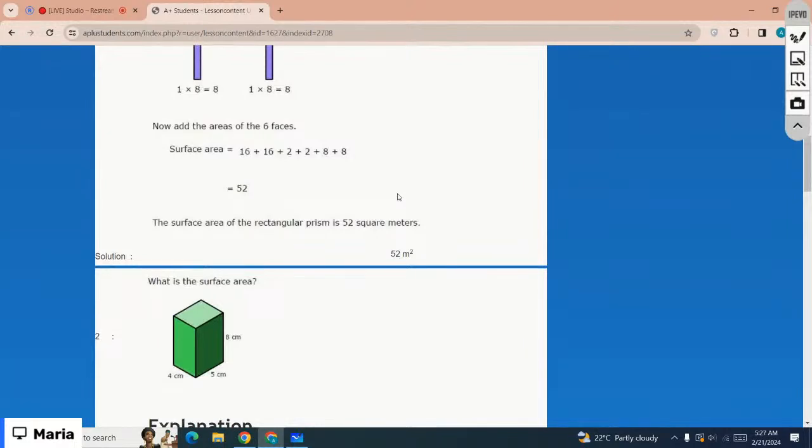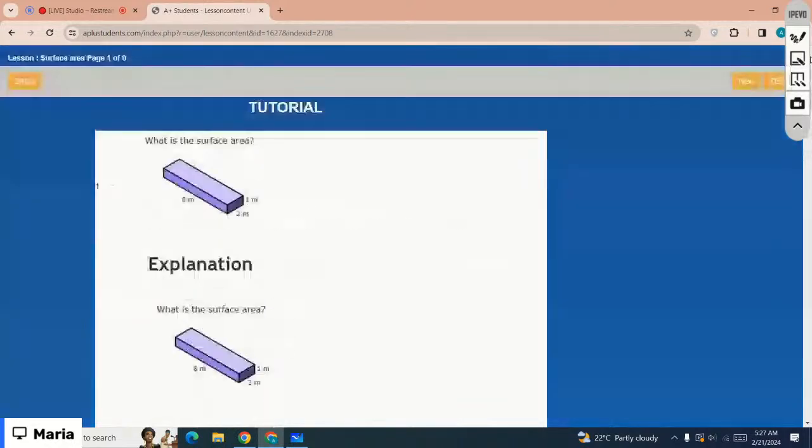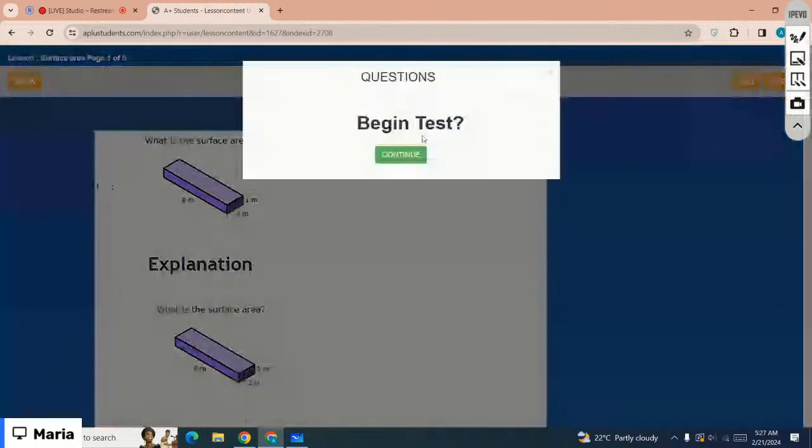You can have a look at these questions on your own because they are already solved. I'm going to start with the test questions so that you can understand easily.